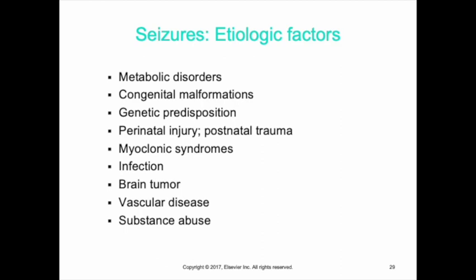When we think of seizures, we have to classify them in terms of the etiologic factors and the type of seizures and the phases. So first we're just going to talk about the etiologic factors here. So again, this is just in general. You saw in the last chart more detail specific to age groups, but it could be metabolic, congenital, genetic. It could be a perinatal injury, postnatal trauma, perhaps myoclonic syndromes, infection, tumors, vascular diseases, and substance abuse.